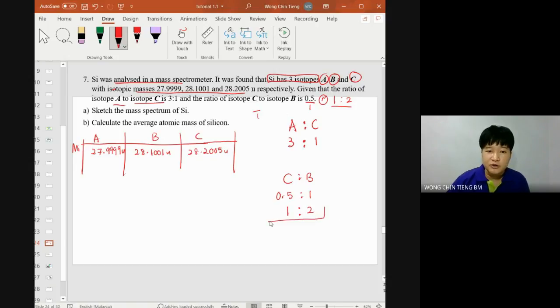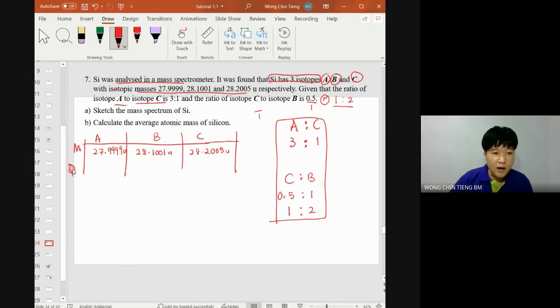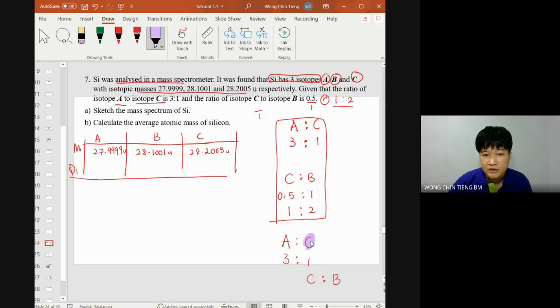Second problem, you need to combine this, because I want the ratio for A, B, and C. But I have A to C, I have C to B. So what do we do? A to C is 3 to 1. And then for C to B, you need to make the C the same, because C is now the connection. Alright, C is the connection.